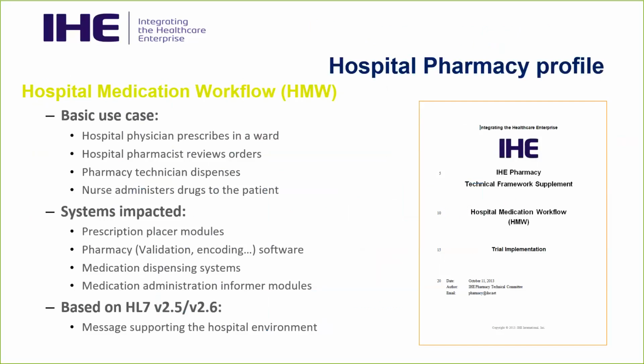If you're not using one system, like a hospital information system, then it could be, of course, different systems, for example, for the prescribing or the dispensing. And you can see that there will be transactions between these systems. So there will be transactions between the prescriber and the pharmacy systems, or from the pharmacy systems to the administration systems. This HMW makes use of version 2 messages from HL7, which is Health Level 7.